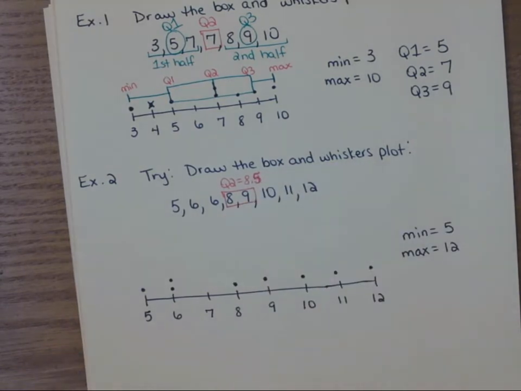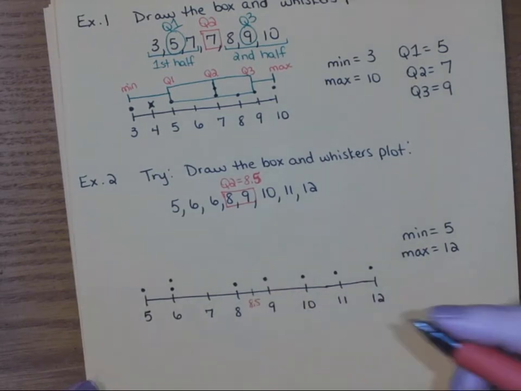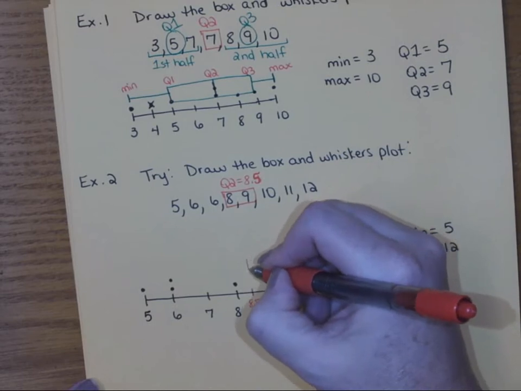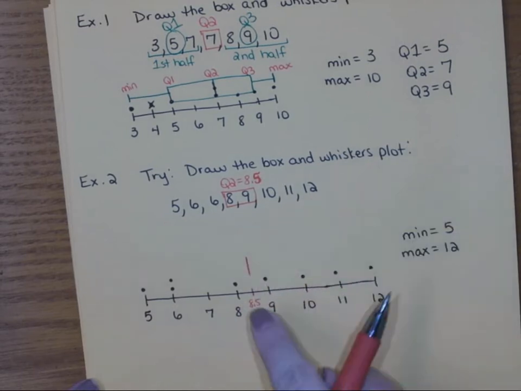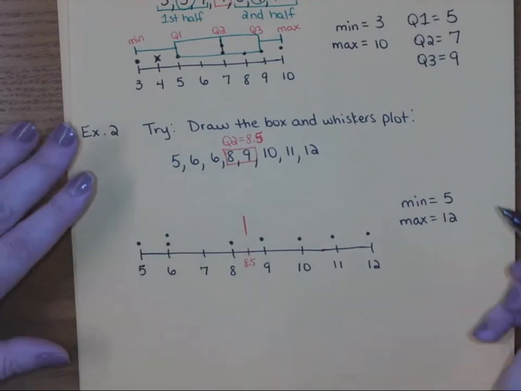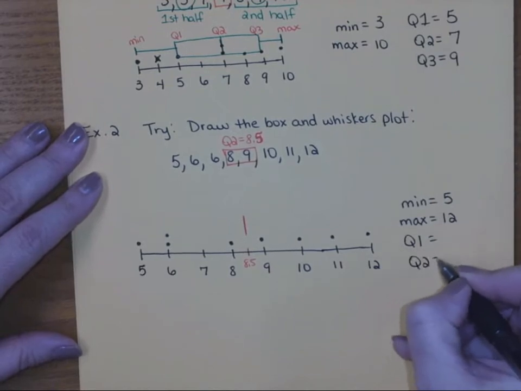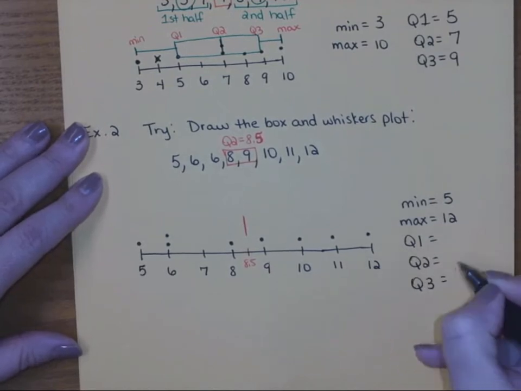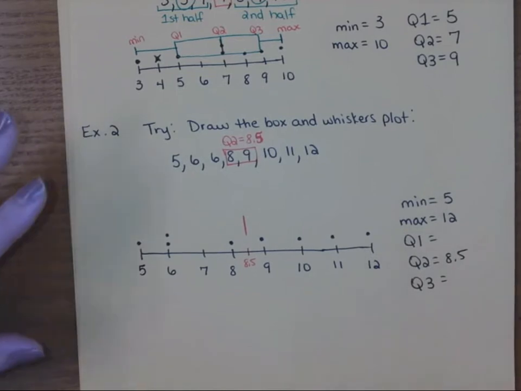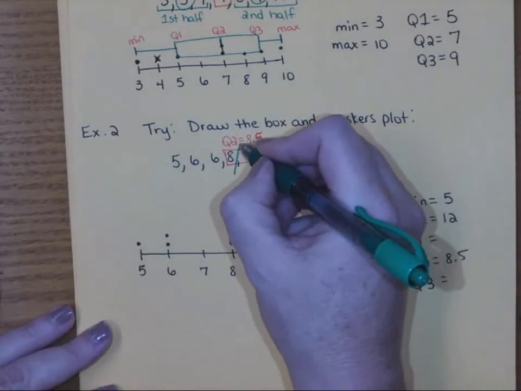So what I'm going to do down here on my number line, just so I'm pretty exact, is not only mark 8.5 with a bar, but actually number what it is. I'm going to indicate that on my number line so that I'm clear. So that's going to be my Q2. My Q2 is 8.5.